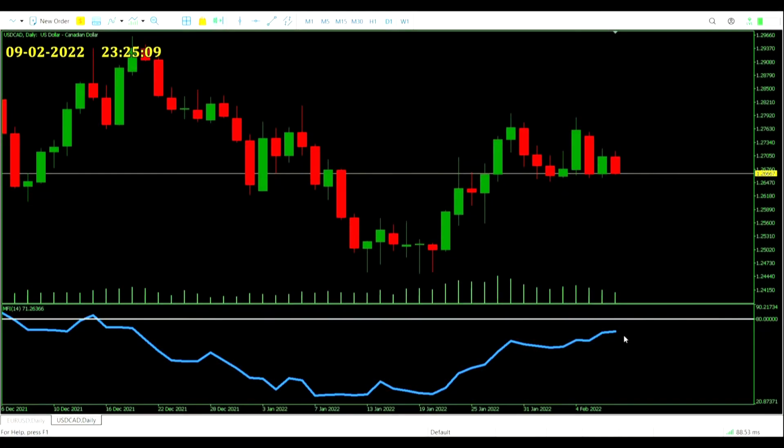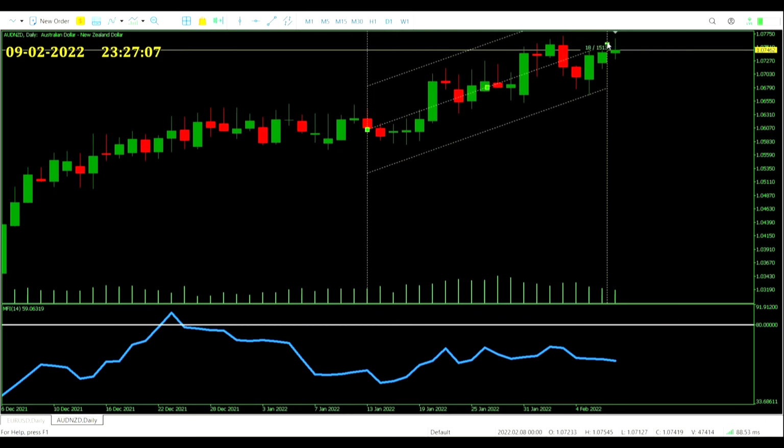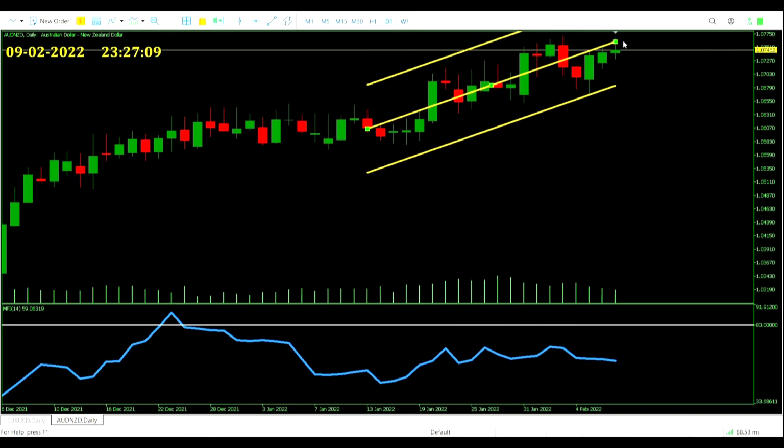Dollar CAD, MFI is still creeping towards that overbought region. Any day now, I'm sure. Not likely. A lot of red candles lately. And this is the Australian dollar, New Zealand dollar, reversal candle there. Can't see the wick if I just move the channel back. You can see that there. And it has found a new high, but not outside the standard deviation channel. And nothing from the MFI.